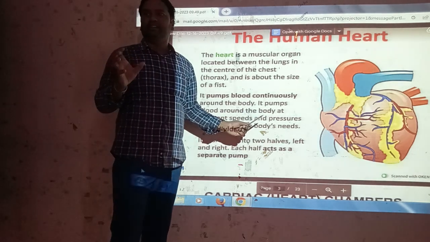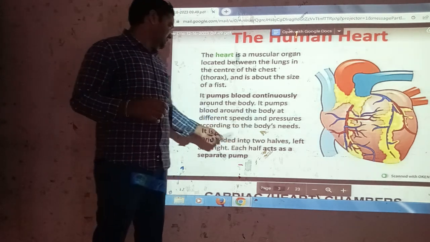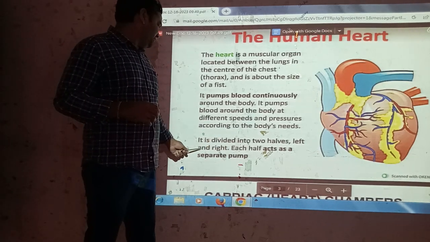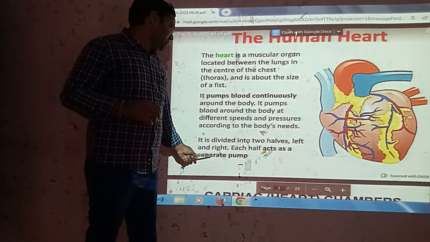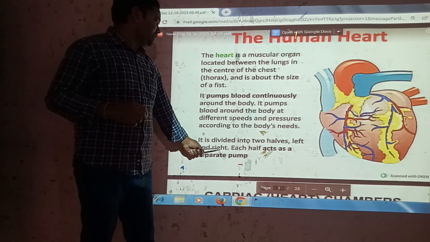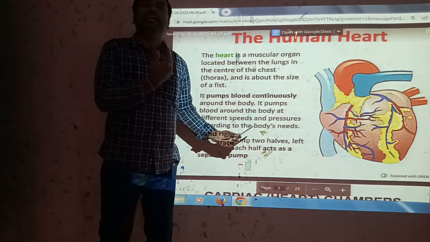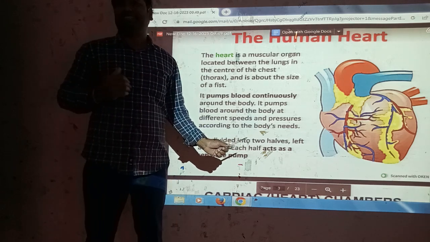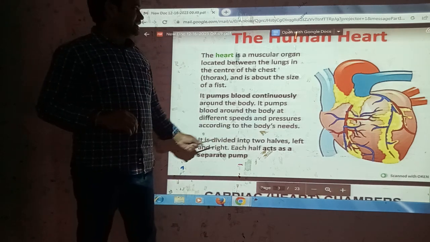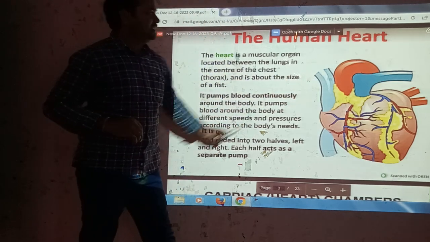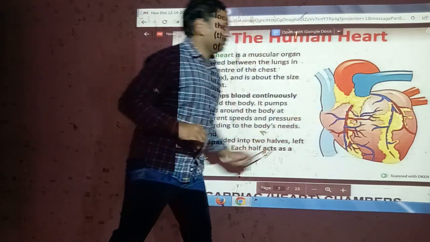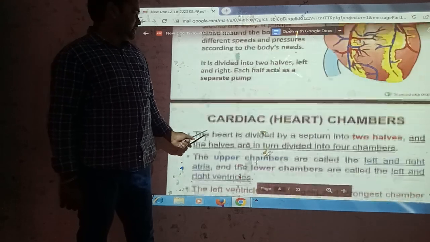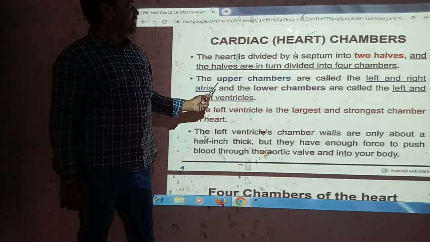There are different rhythmic contractions. Next, it is divided into two halves, left and right, each acting as a separate pump. For example, the left side has oxygenated blood and the right side has deoxygenated blood. This is the heart structure, with four chambers. Next one, the cardiac heart chambers.